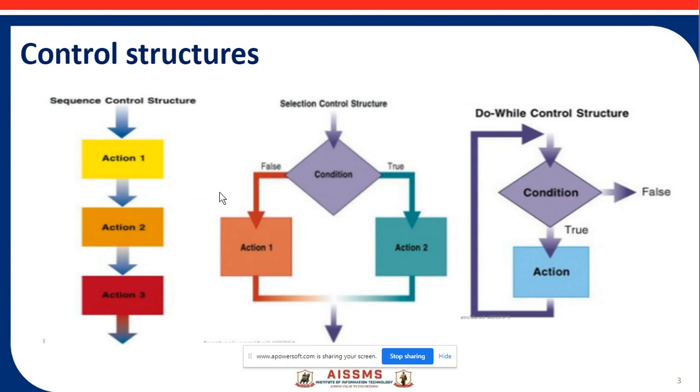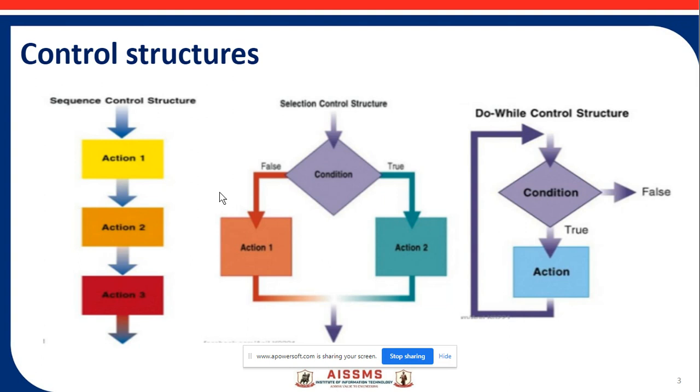First one is the sequence control structure. So how will it be used? First it goes to action 1, then action 2, then action 3. Then in the second diagram we will see the selection control structure. So how does it work? Here is a condition that branches down to the false and true conditions. If we go to the false condition, it goes to action 1, and in the true condition it goes to action 2, but in a similar pattern they join to give the final result together.